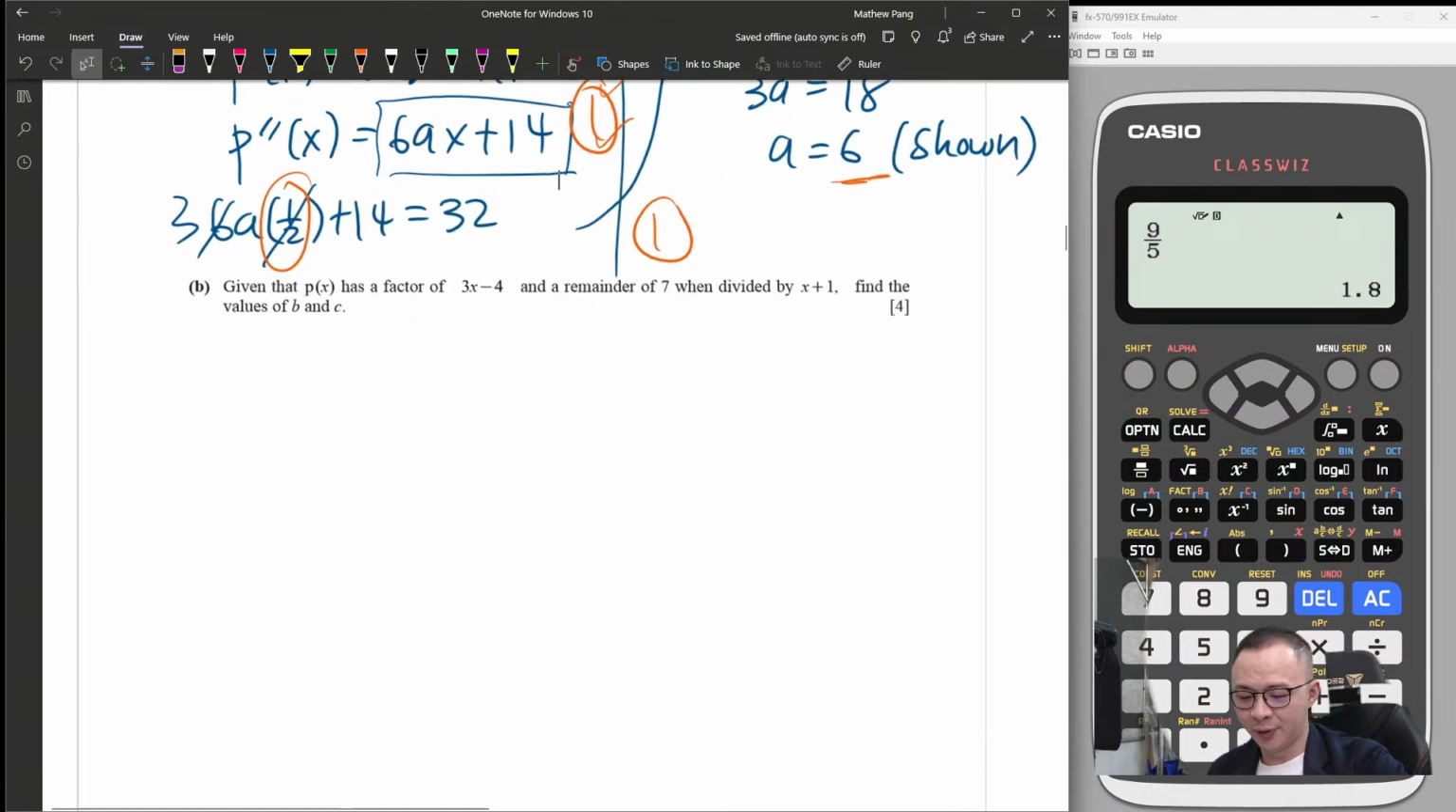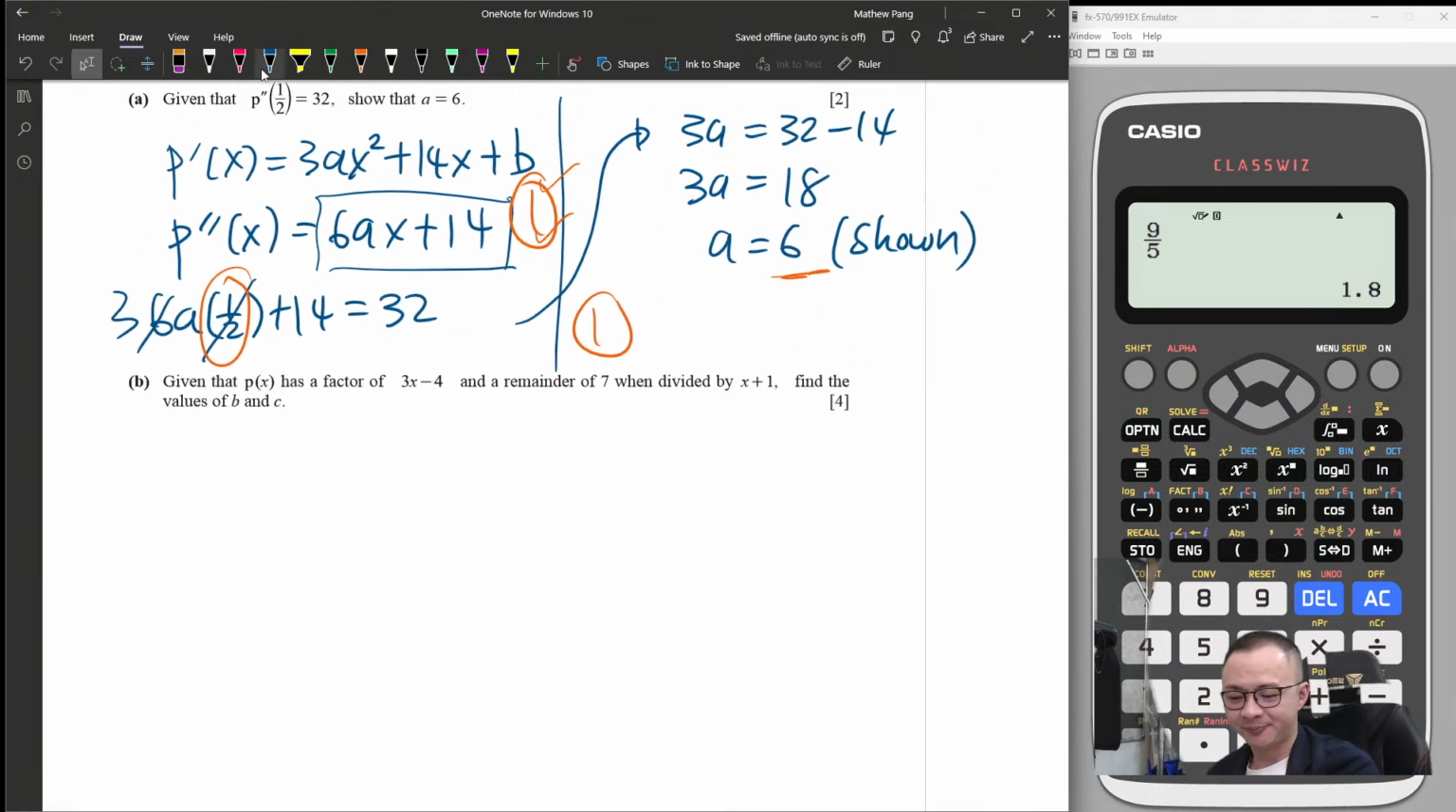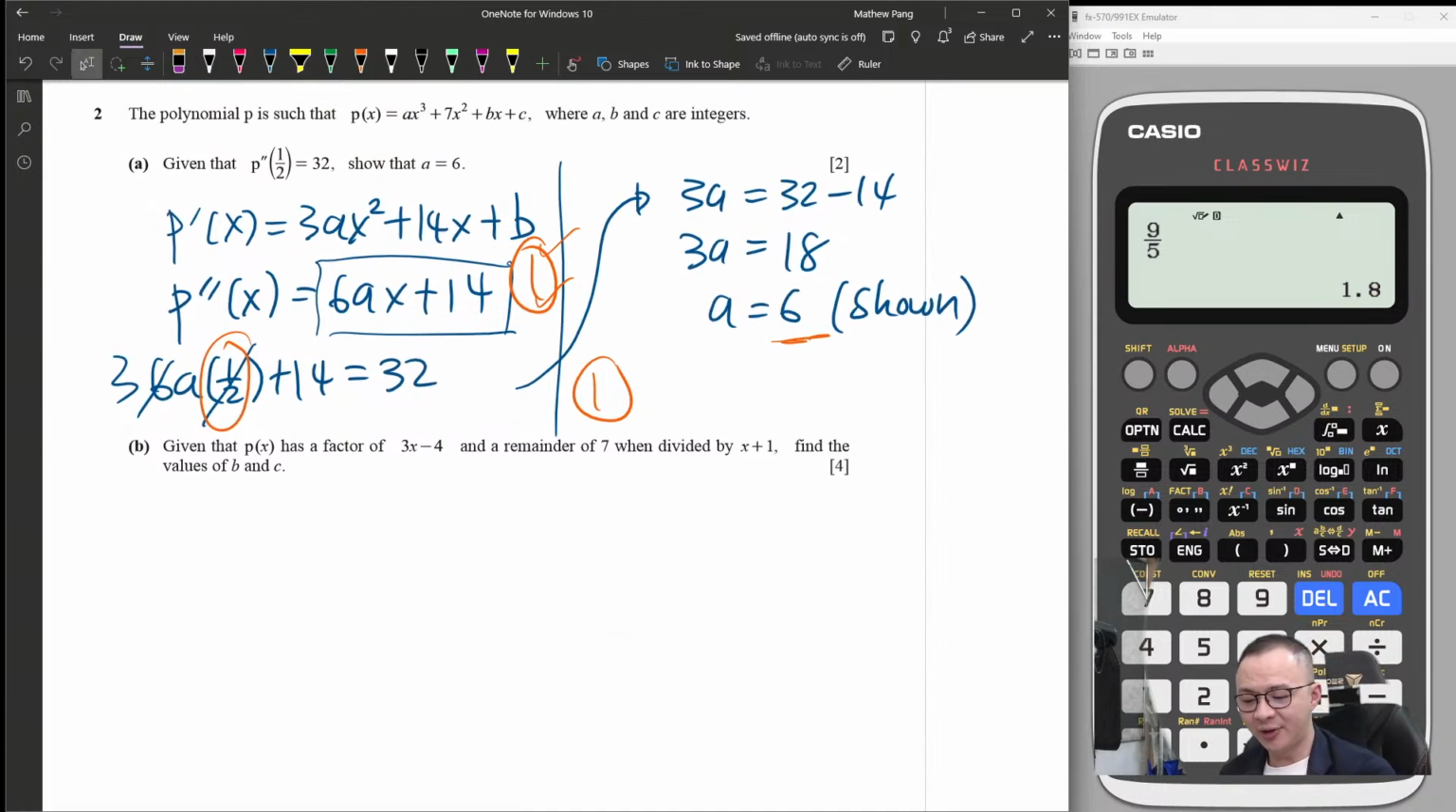Alright, so let me move on to the next one. Given that p(x) has a factor of 3x minus 4 and leaves a remainder of 7 when divided by x plus 1, find the values of b and c. If this one is a factor, then I make 3x minus 4 equals 0 to know what x value I should sub into p(x). This is 4/3, right? So p(4/3), I will get 0.